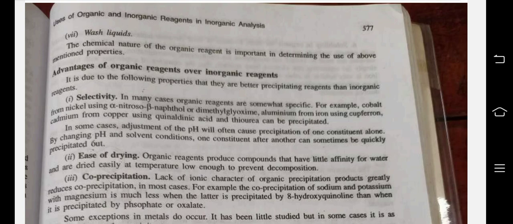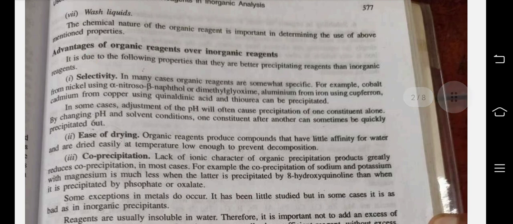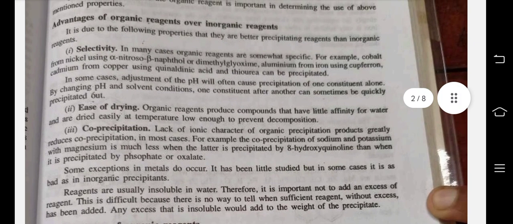In some cases, adjustment of the pH will often cause precipitation of one constituent alone. By changing pH and solvent conditions, one constituent after another can sometimes be quickly precipitated out. Second advantage is ease of drying. Organic reagents produce compounds that have little affinity for water and dried easily at temperature low enough to prevent decomposition.